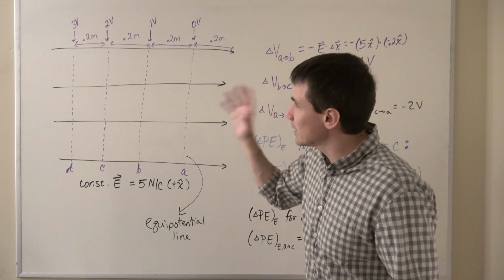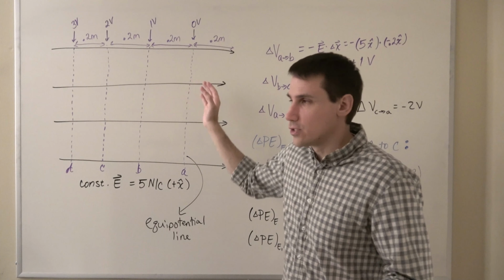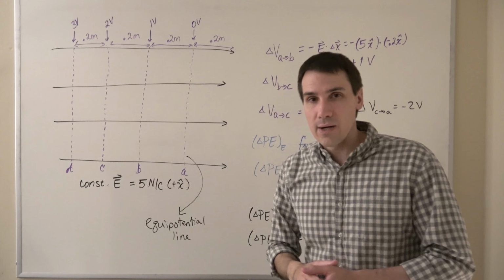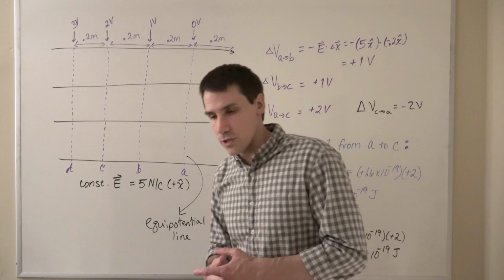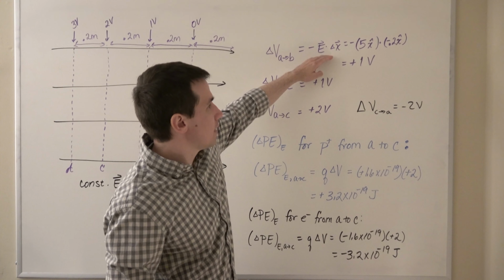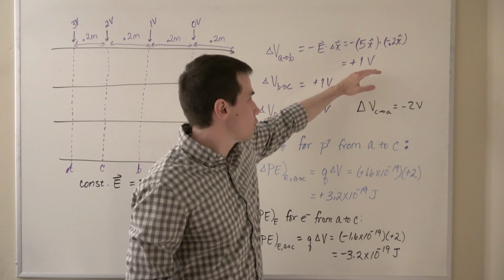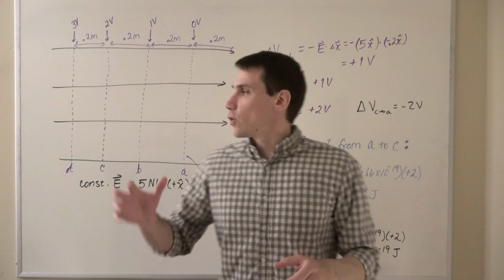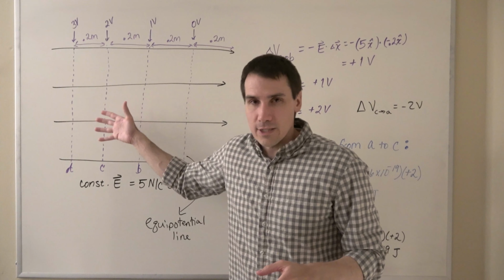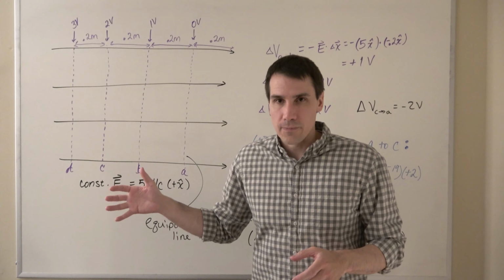Okay, so let's look at moving from our line A at 0 volts to the left and see how our electric potential changes. So if I move from A to B, plugging in my equation here, I find that the change in electric potential is 1 volt. So moving against electric field lines increases my electric potential.